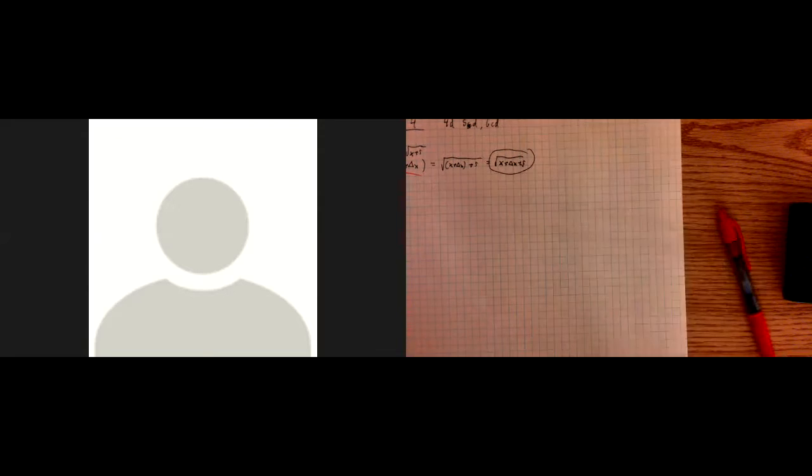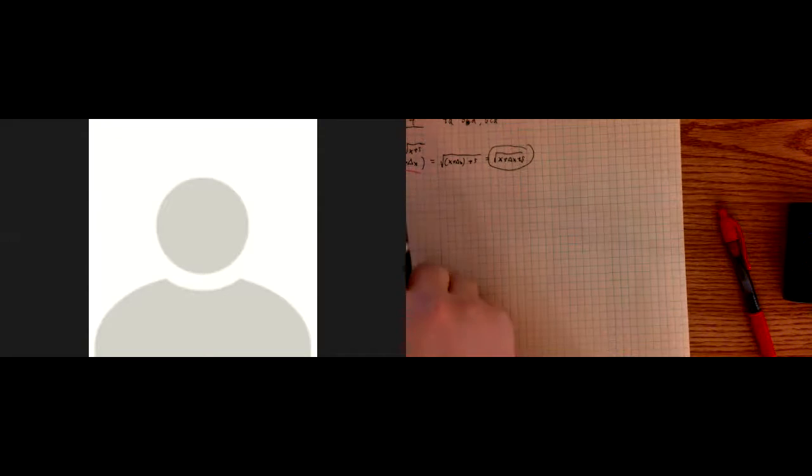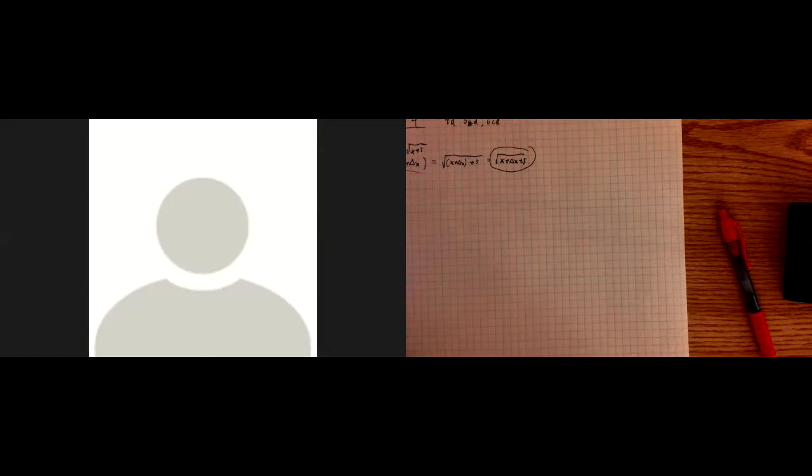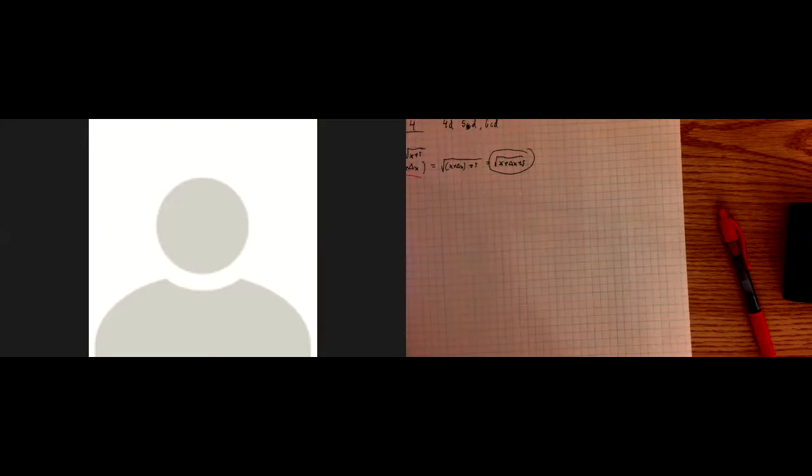That's it. All we've done is replace x with x plus delta x. That's the definition. That's the only thing, because it's not a perfect square or anything, so what are you going to do? Nothing. All right.